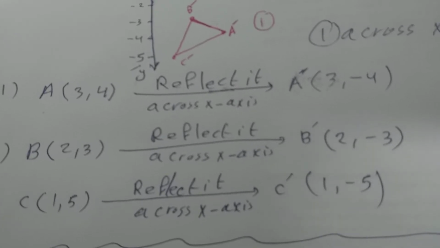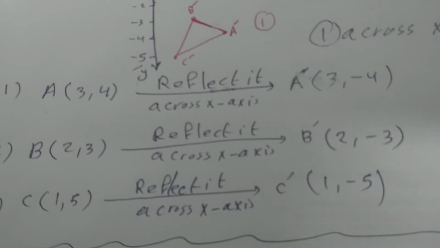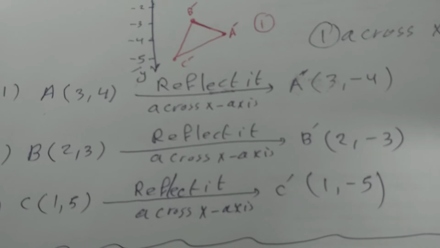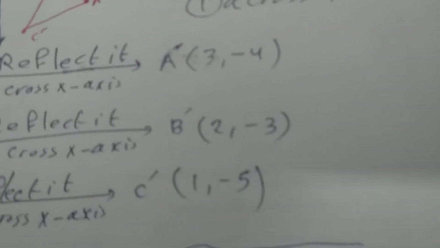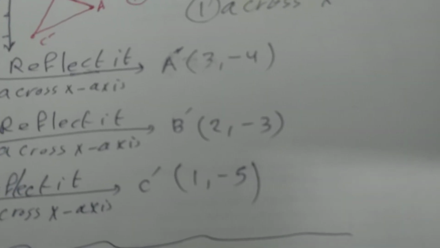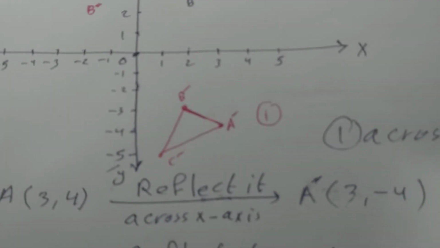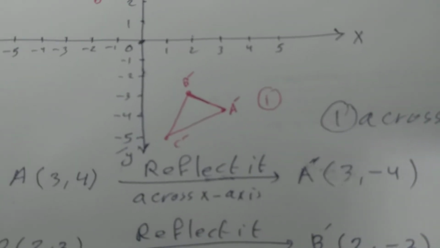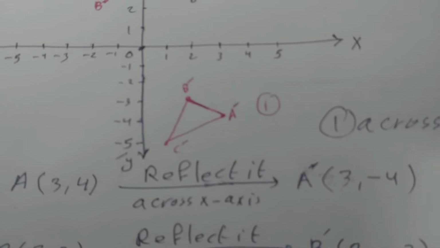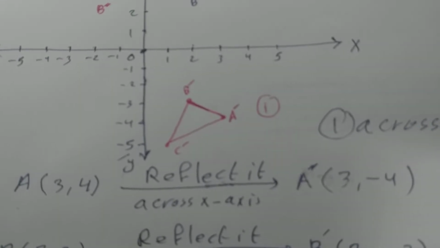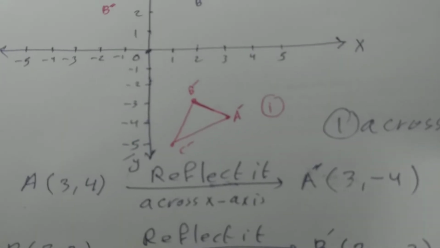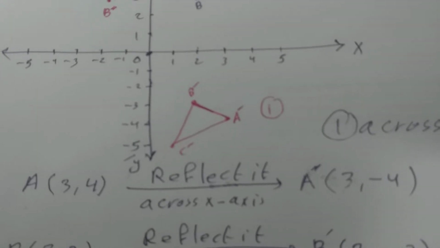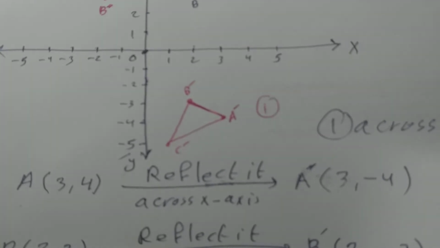So I will first plot the images of the points A, B, and C: A prime (3, -4), B prime (2, -3), and C prime (1, -5). Look at the figure. This is the first one. I use a different color, the red one. Look at A prime, it's (3, -4). And look at B prime, it's (2, -3). And look at C prime, it's (1, 5). I'm sorry, it's (1, -5).